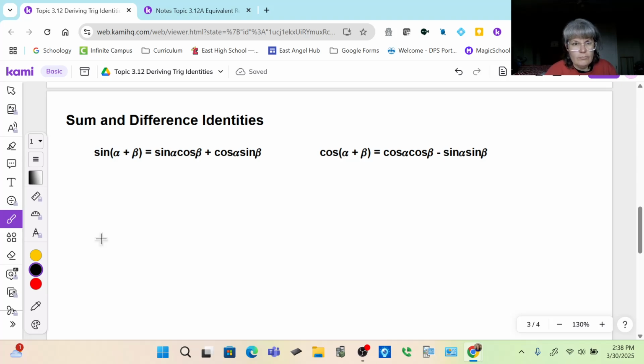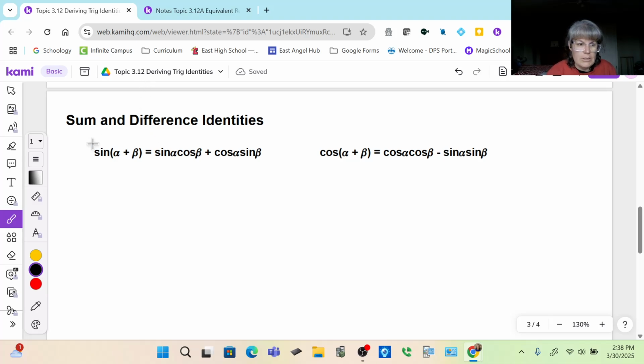Now for the sum and difference identities, if you just remember what the sum identity is for sine of adding two angle measures and cosine of adding two angle measures, then you'll know the difference ones because it's just the opposite sign. So for sine of alpha plus beta, that's our sum. It's sine of alpha times cosine of beta plus, and now this time it's the cosine of alpha times sine of beta. So sine A cosine B plus cosine A sine B.